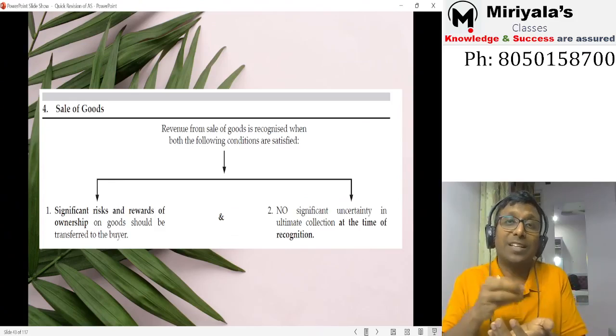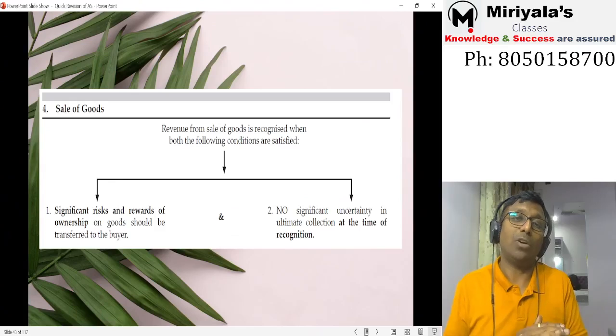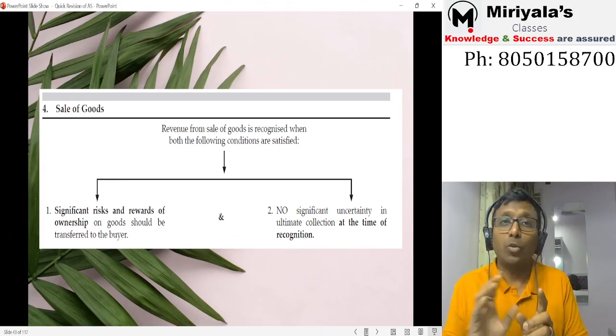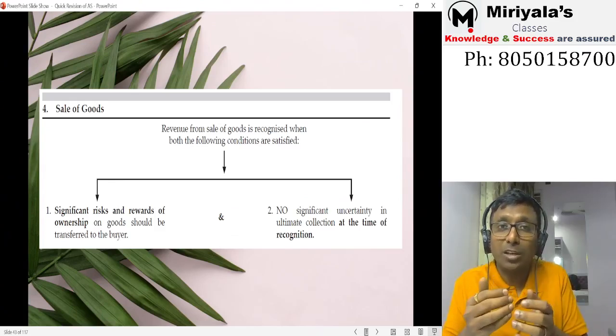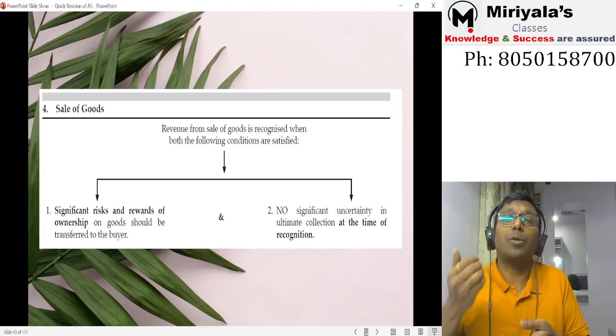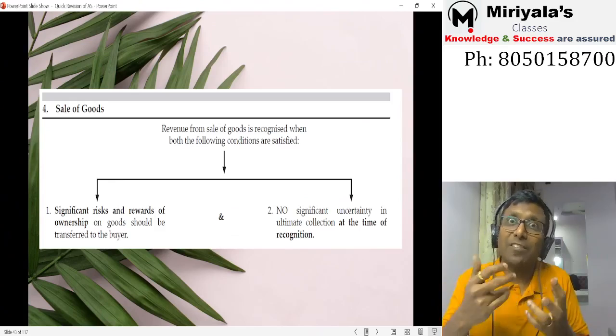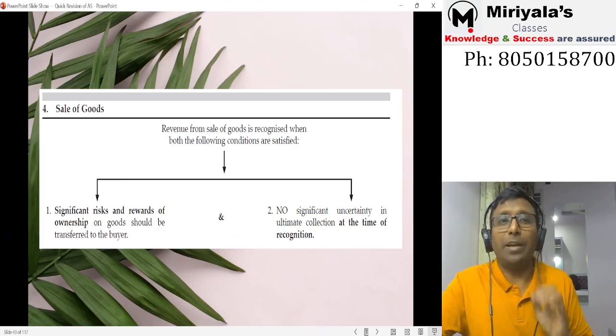Okay, so significant uncertainties were not there at the time of sale, sir, but subsequently uncertainties have come in. Okay, that time you cannot correct. Now you are not supposed to reverse the sales. You are supposed to make an appropriate provision for doubtful debts. I hope you understood that an allowance for doubtful debts is supposed to be made, right?